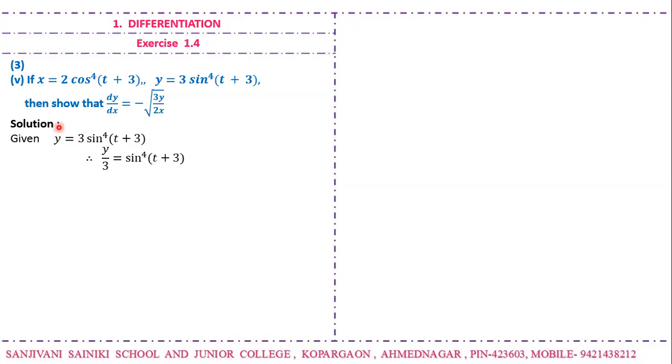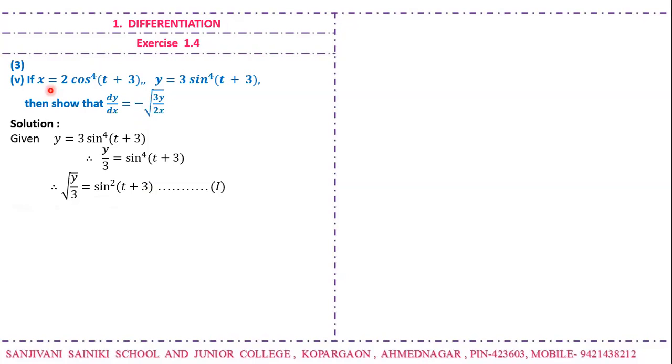Then take this. I can write this equation as y upon 3 is equal to sin raised to 4. Again, taking the square roots on both the sides, I will get root y by 3 is equal to sin square t plus 3. This is our first equation.